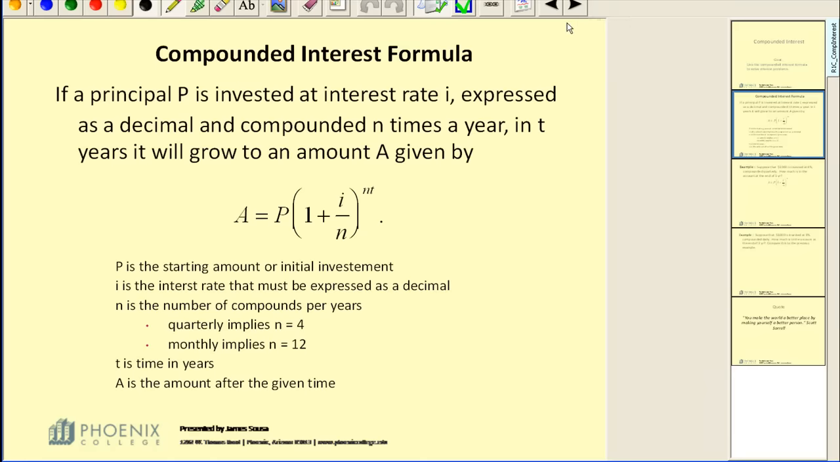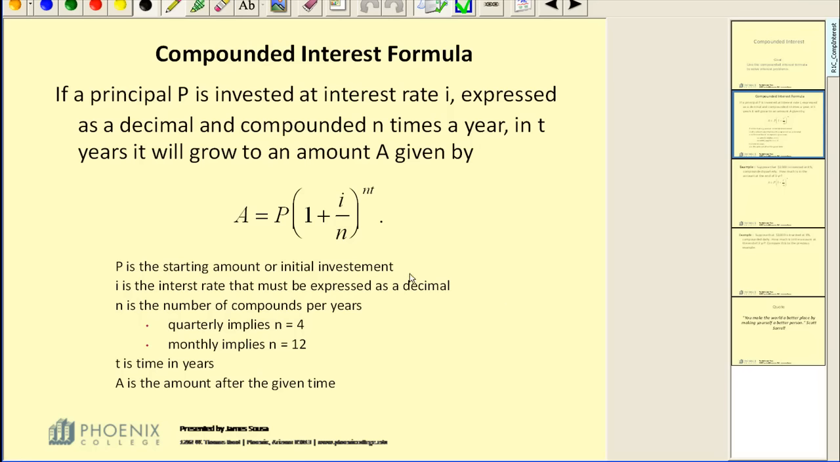Let's take a look at the formula first. Here it is. It says that if a principal P is invested at an interest rate I, expressed as a decimal, and compounded n times a year, in t years it will grow to the amount A. I reworded this with maybe some simpler language.